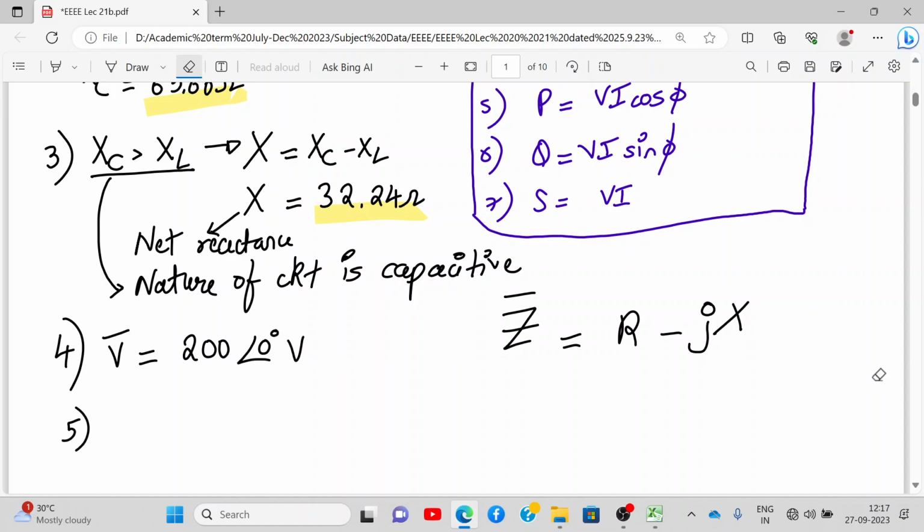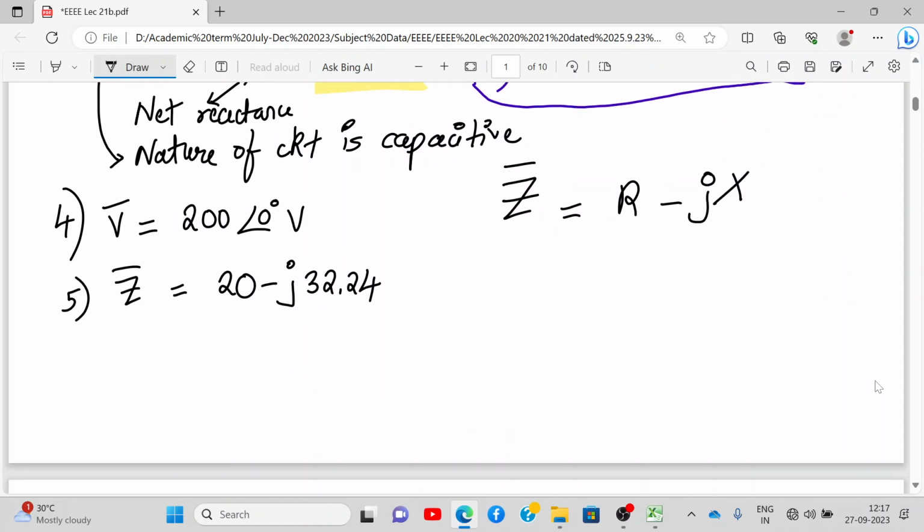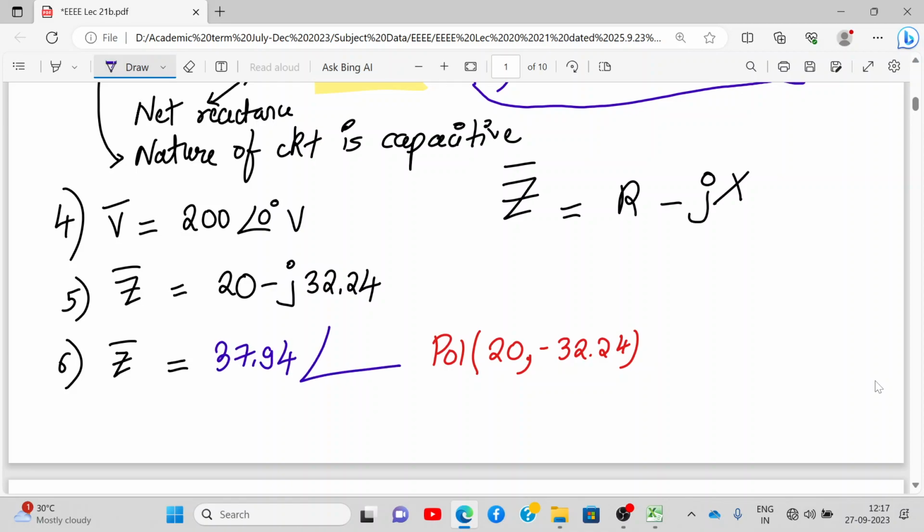Why? Because it is capacitive. So what is the R value given as? Write down Z bar is equal to R, which is 20, minus j, and X is 32.24. Got it? So convert this into polar form. What will you do in your calculator? In your calculator, press shift polar and substitute 20 comma minus 32.24. What answer will you get? Let me know.